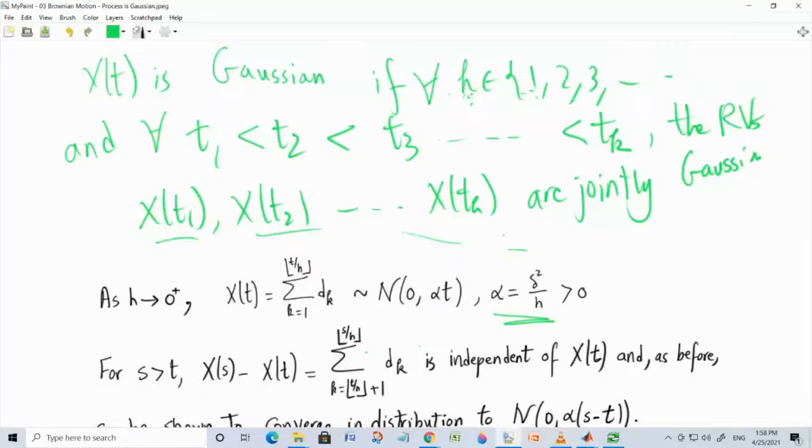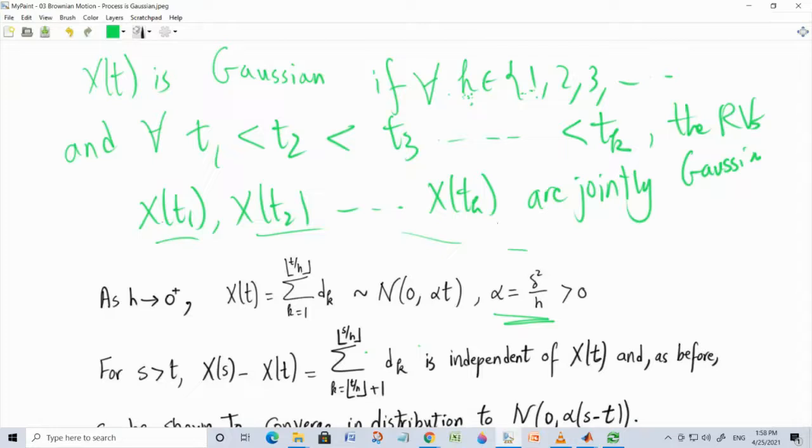To declare that the process is Gaussian, we need to play this apparently difficult game, because you need to satisfy this. It turns out that it's not as hard as you may imagine. In fact, it is sort of straightforward. Okay, so let's see the trick here. The trick here is to work with increments.